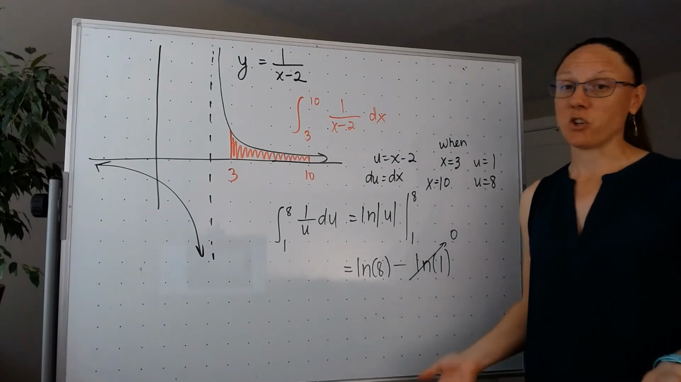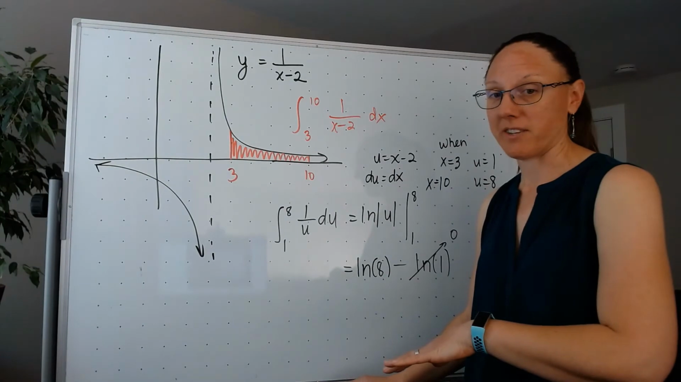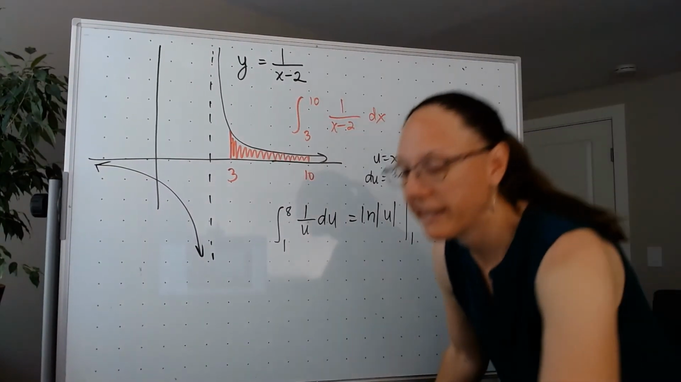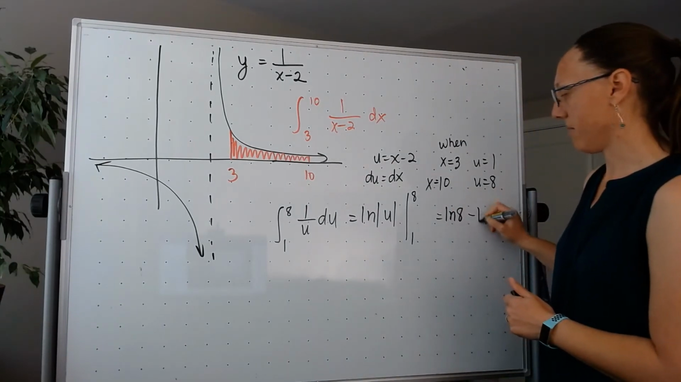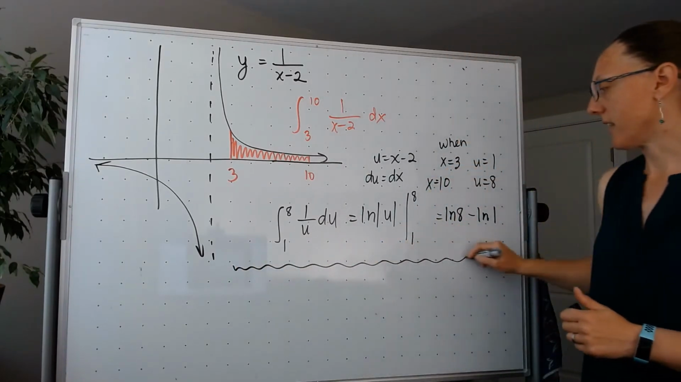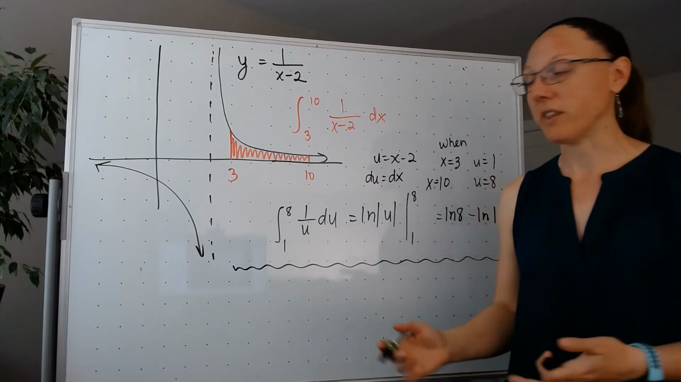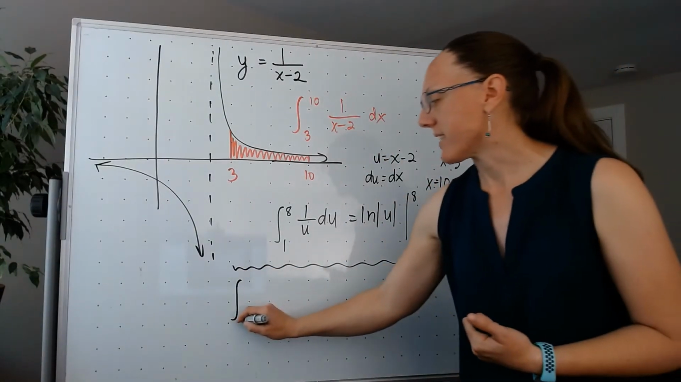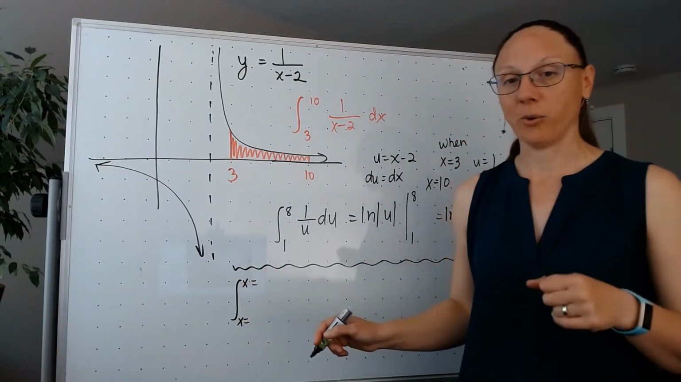Our textbook gives us 2 options. And the other option that our book gives us, and let's see, I'll squeeze this in. I'm just going to move my answer up here. Our answer was natural log of 8 minus natural log of 1. So the textbook gives us the option to leave the limits alone, but if we're going to do that, what we should remember to do is to specify that these were x values, not u.